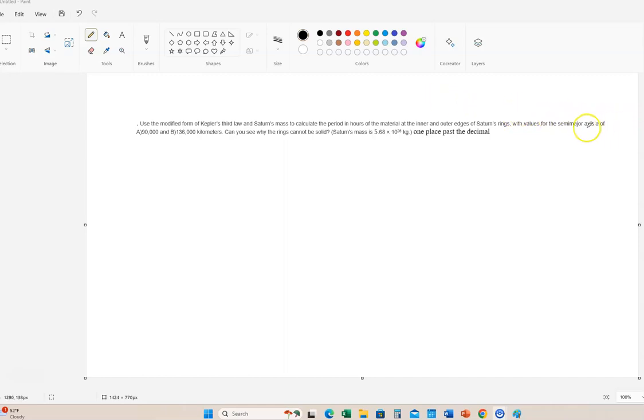Just anyhow, the semi-major axes are: the inner ring is 90,000 kilometers, and the outer ring is 136,000 kilometers. And it says, can you see why the rings cannot be a solid? They give us Saturn's mass as 5.68 times 10 to the 26 kilograms, right? And we're going to round to one place past the decimal. So just to let you know, all right, so how do we do this problem?